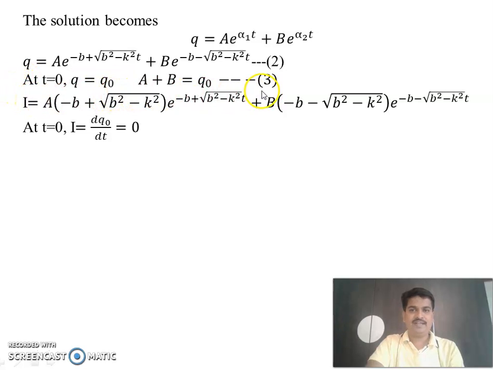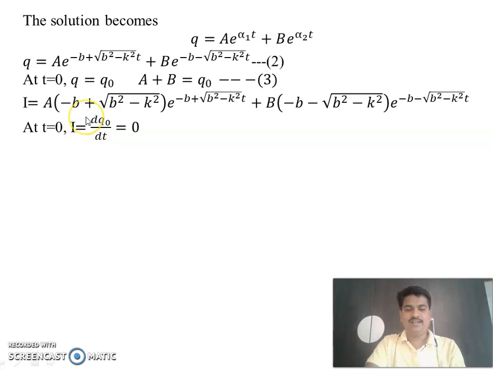After getting the current equation, I'll apply one more initial condition. At time t equal to 0, I'm looking for the current in this circuit. The charge, as I said, is the peak value at t equal to 0. The charge is at its peak, which means it's a constant value. If I differentiate that constant value with time, it will be 0. So the current will be 0 at time t equal to 0.